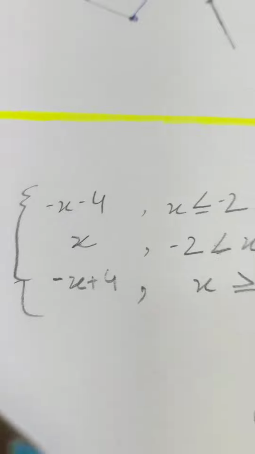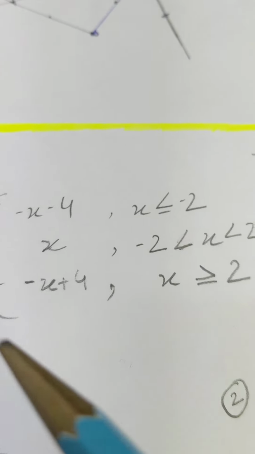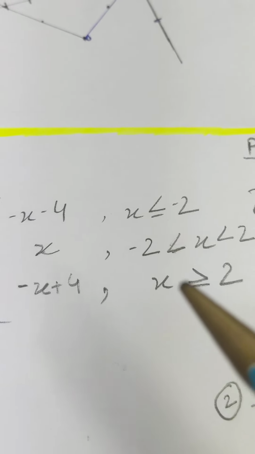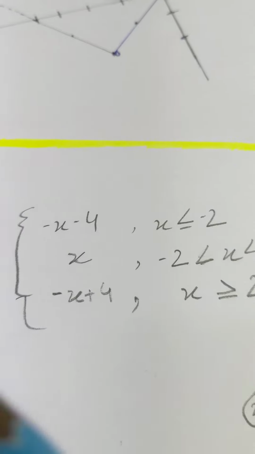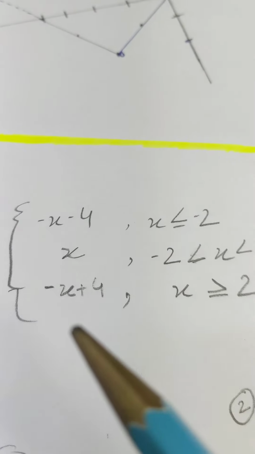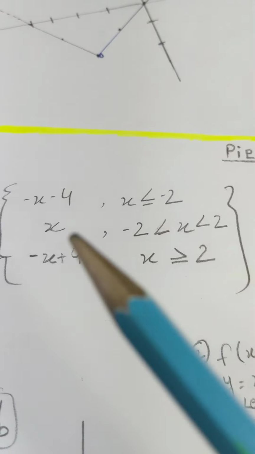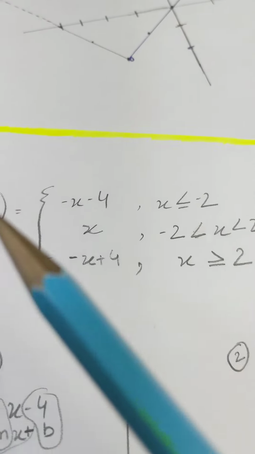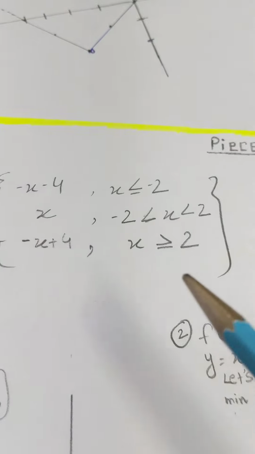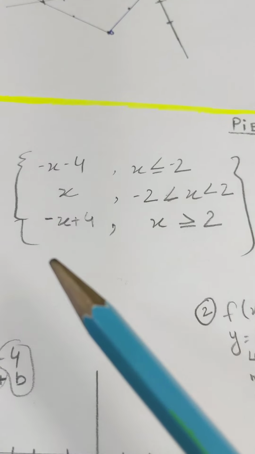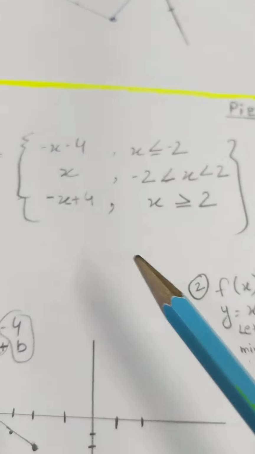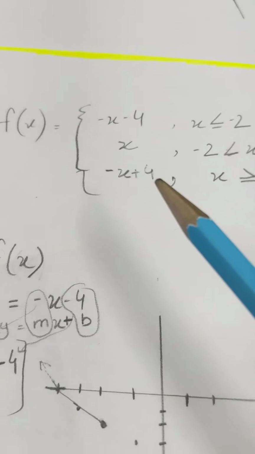We have negative x minus 4 where the domain is x less than or equal to negative 2. And then the second equation is x, and then the third is negative x plus 4. What we did is put a restriction on each equation, so we have to follow it and then put it on the graph. Not only the equation, but the restriction as well.